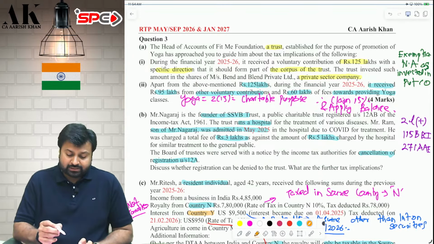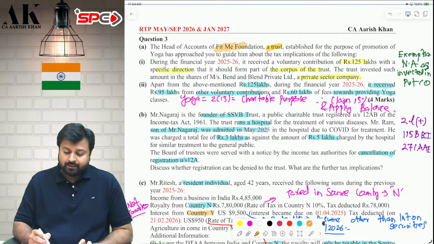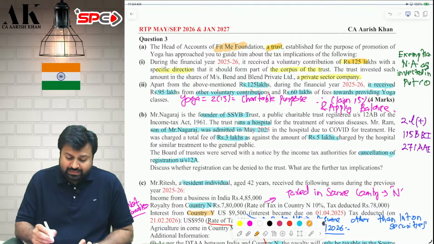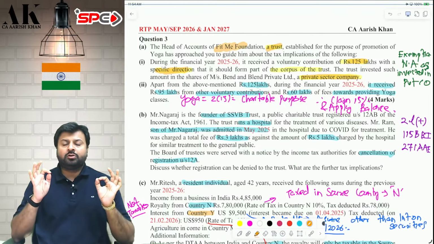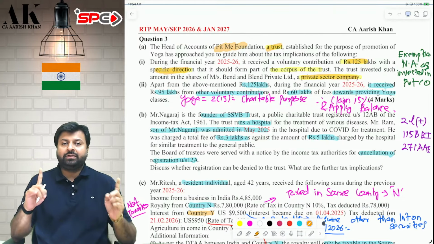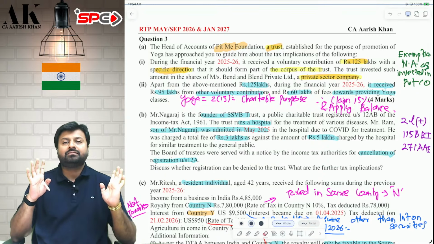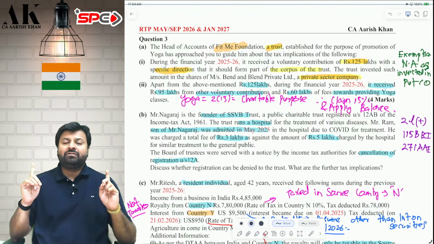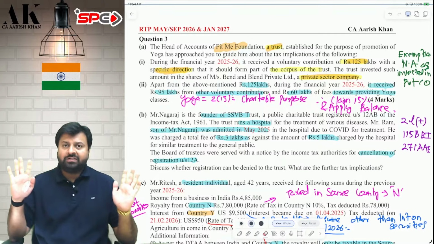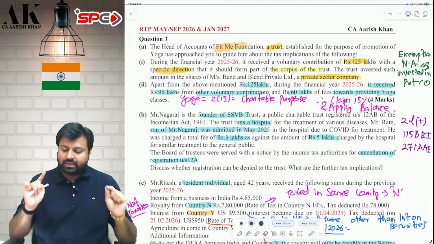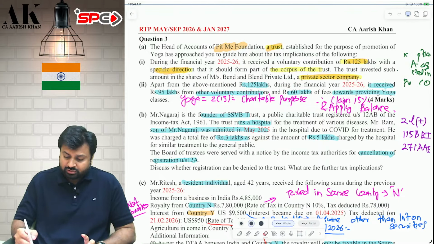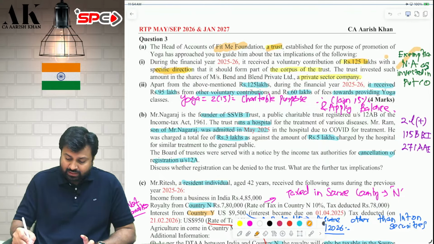Question number 3 is on taxation of trust. There is a trust by the name called Fit Me Foundation. Now they have received 125 lakhs as a corpus donation and they have invested that corpus donation in a private sector company. Not allowed. See, I have told you earlier also, corpus donation, if you receive it, is exempt provided you invest in the modes specified in 11(5). And if you see the 11(5) modes, private sector company shares are not covered in 11(5). If you invest in private sector company shares, it is not an 11(5) mode. Therefore, your exemption will be denied in this case. I hope it is clear to all of you.